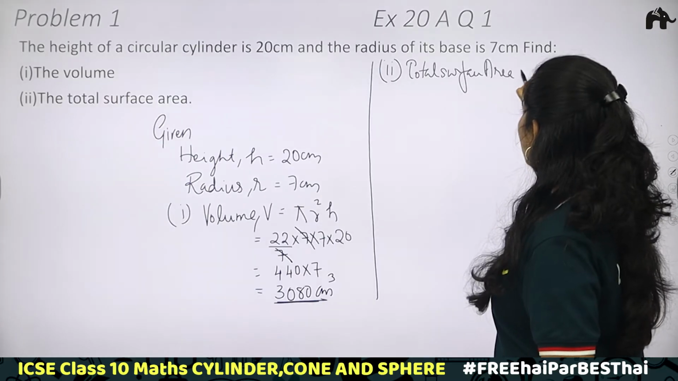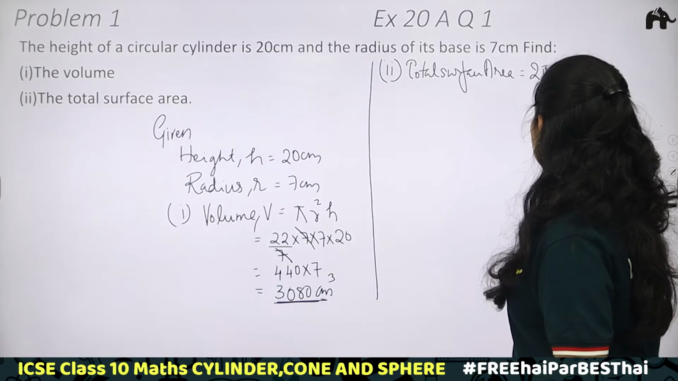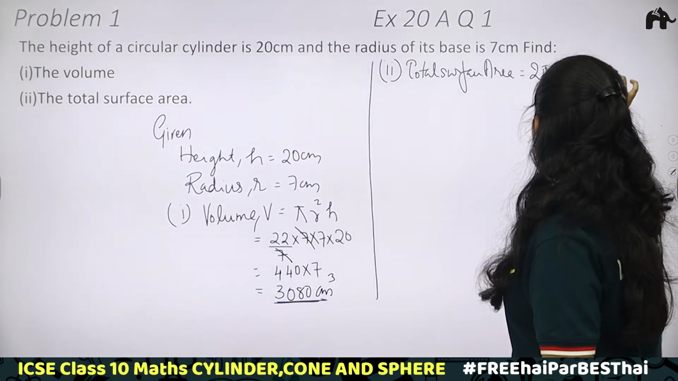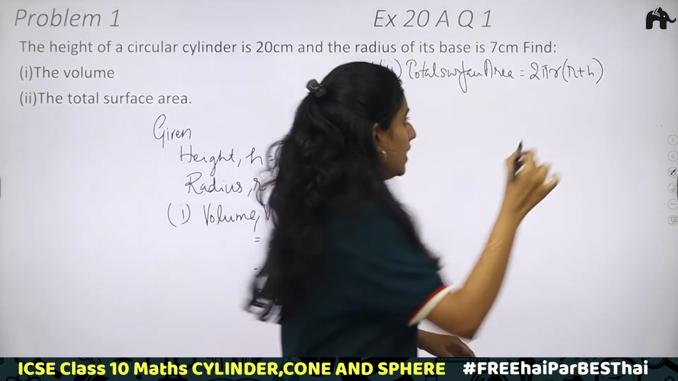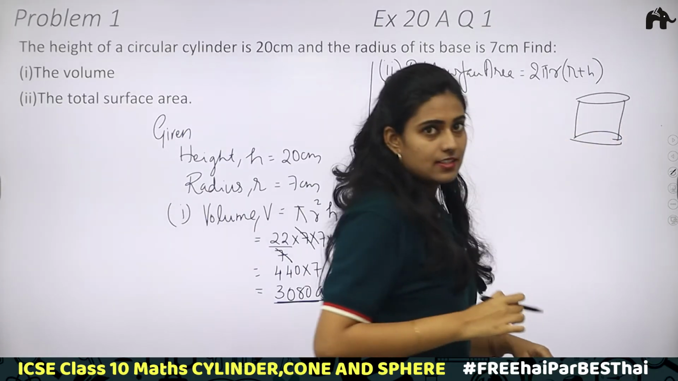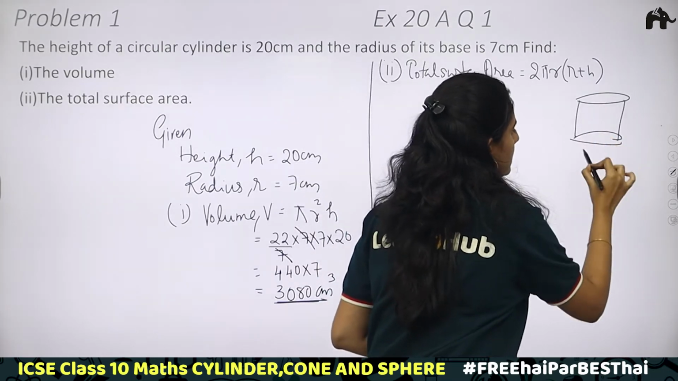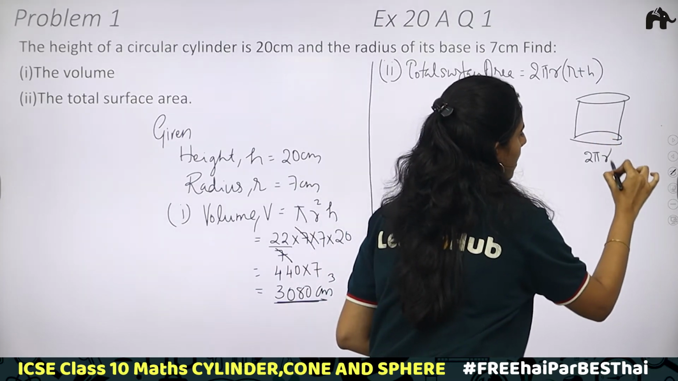What is the formula to find total surface area? 2 pi r into r plus h. How do we get this? So here, if you have the cylinder, this is the curved surface. So the area of curved surface is 2 pi r h.